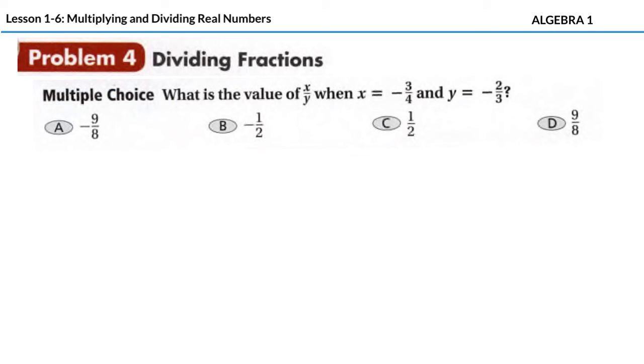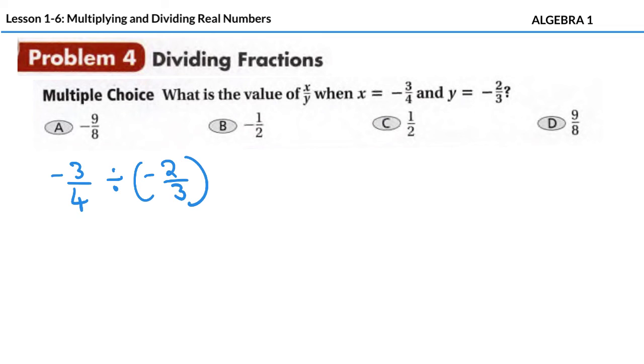Let's learn how to divide fractions. What is the value of x over y when x is negative 3 over 4 and y is equal to negative 2 over 3? So over here we have two fractions and we are asked to divide one by the other. So let's write them down together. Negative 3 over 4 is x divided by negative 2 over 3, x divided by y.